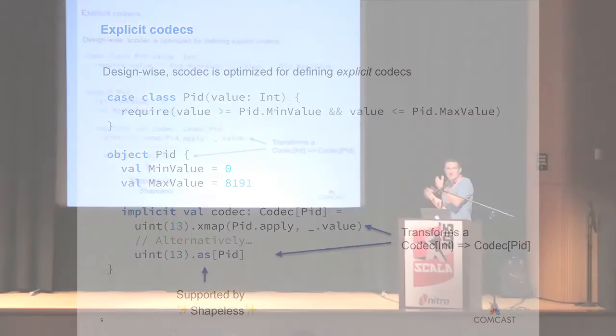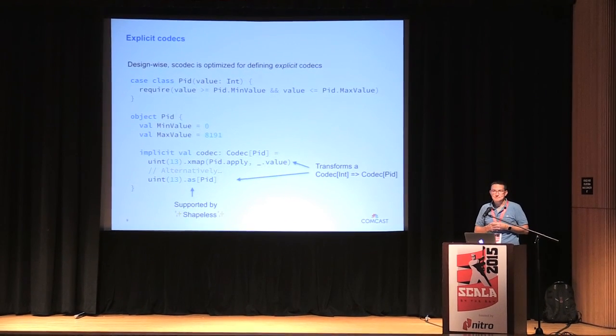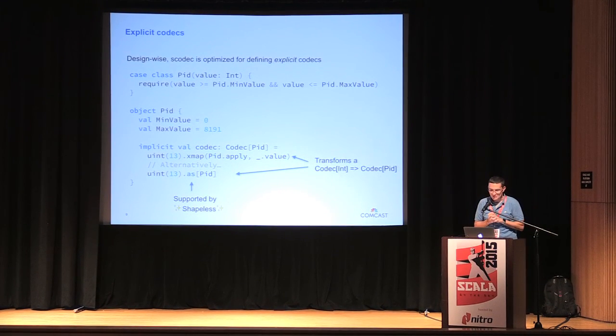So this automatic derivation support is all powered by Shapeless, and it's magical stuff. Shapeless is a wonderful library for supporting this type of derivation, but this really has nothing to do with why S Codec came about, right? If you don't care about your binary format, there are wonderful serialization tools that you can use that are very fast, very performant. All sorts of different types that you could select. What S Codec is really about is dealing with these explicit codecs.